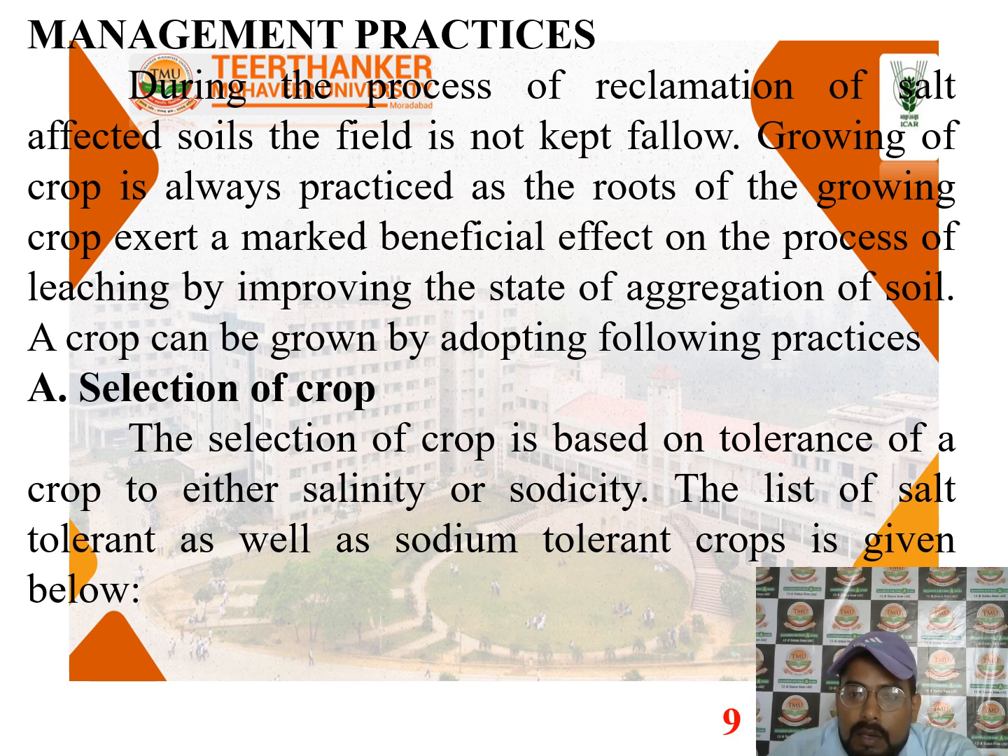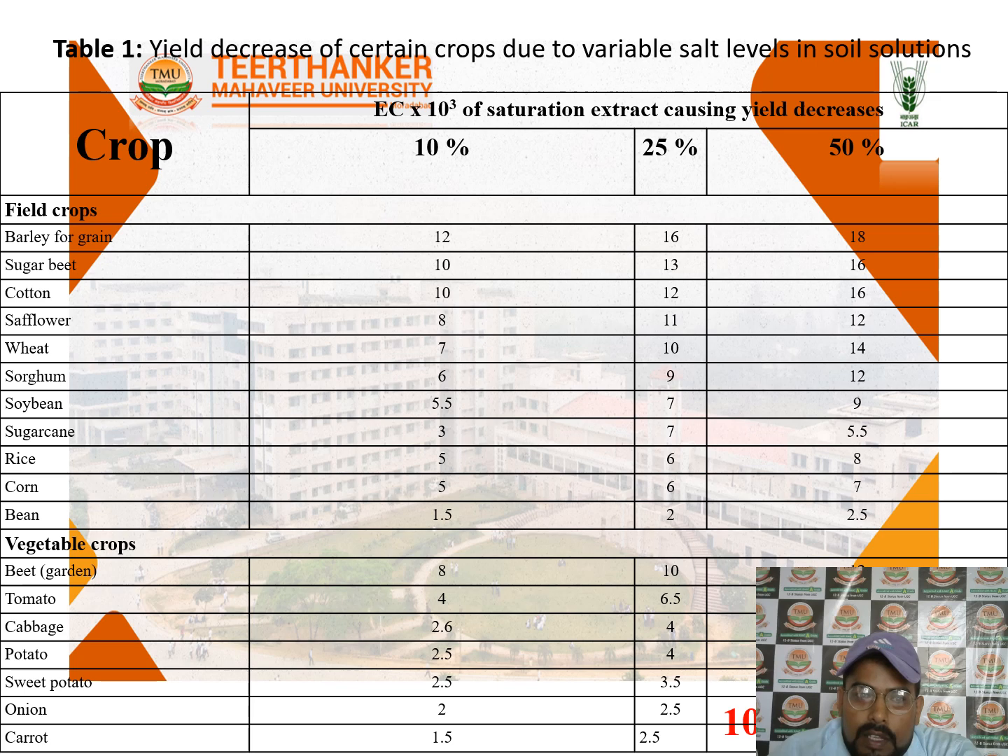This shows which type of soil is dominant in the soil, and which crops are resistant or growing in the field. This table shows the different crops and their resistance to salts in the field.